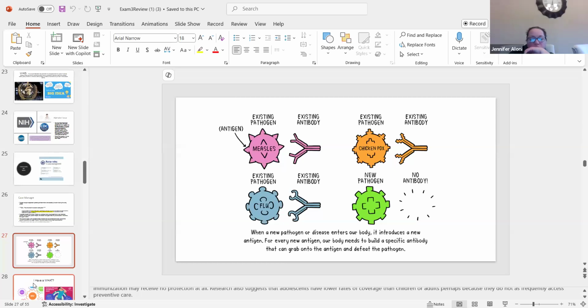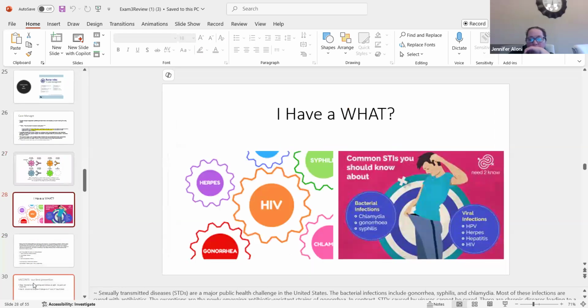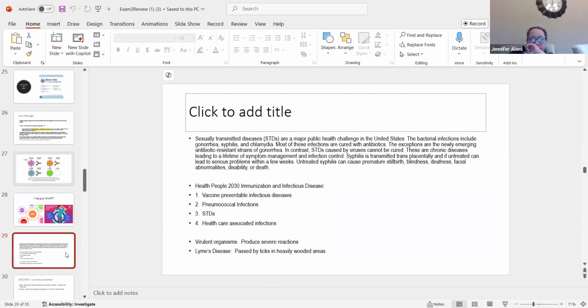All right, STDs you guys talked about in class, I hope. We have our bacterial: chlamydia, gonorrhea, syphilis. We have our viral: herpes, hepatitis, HIV. Bacterial are easier to treat in the sense that you can give an antibiotic to it. Lyme disease, you guys know, is a tick vector-borne infectious disease. You see it in heavily populated areas. With our other STDs, syphilis is the one that's transmitted transplacentally, and if untreated, can cause all kinds of harm to the babies.